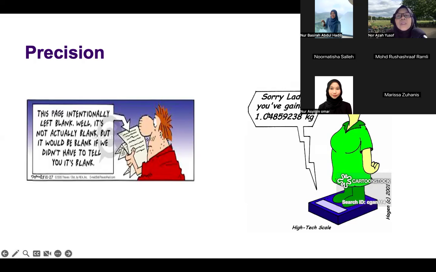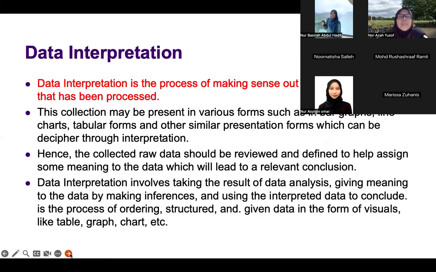Okay, so this shows how precise the analytical balance is. You need to know, I'm sure some of you or all of you know, that different decimal points and different quality of instrument will give you different levels of precision and accuracy. Okay, all right. So data interpretation is the process of making sense.